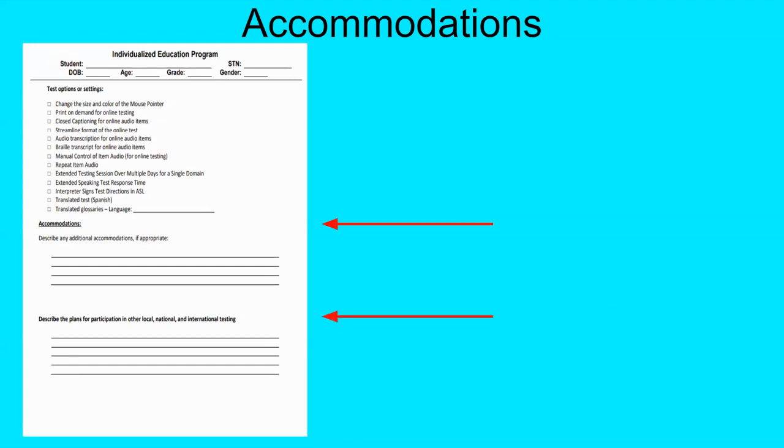And then, of course, you're going to describe the plans for participation in other local, national, and international testing. So any kind of test that they take, if they are allowed accommodations, that is where you would put this in here. And you would state what form of accommodations that they would get. So you would say something like, the student will participate in all local, national, and international testing with the approved accommodations.